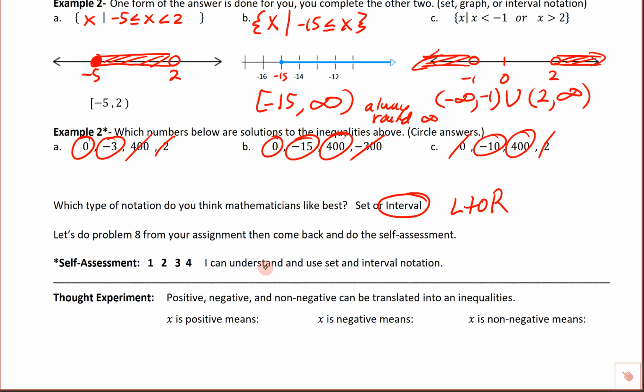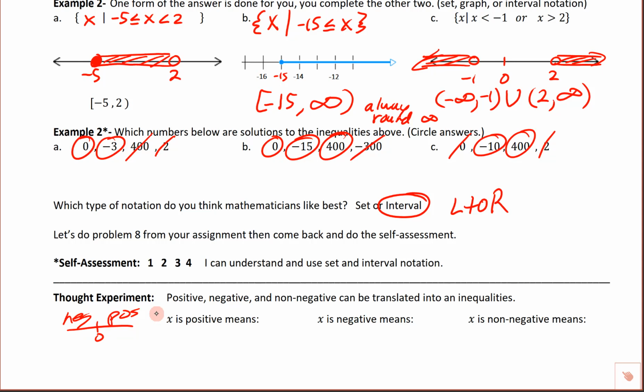Go ahead and rate yourself how you feel right now, and then I want to take a look at this thought experiment right here, okay? So, the thought experiment. Positive, negative, and non-negative can be translated into inequalities. So, the word positive means, if we were to graph this, I mean, everybody knows where the positives are. Zero is here, positives here, and negatives are right here. So, positives are on this side.